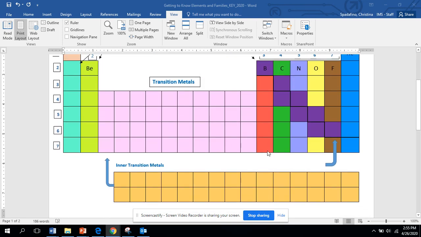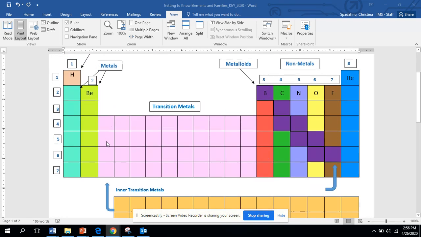Moving along. You'll notice we don't have family numbers for our transition metals. We are not going to spend any time with transition metals other than identifying that these are transition metals. We will not be doing any bonding or anything or any equations that require these because these guys follow a little bit different pattern. So we avoid that here in 8th grade. But these are our transition metals.